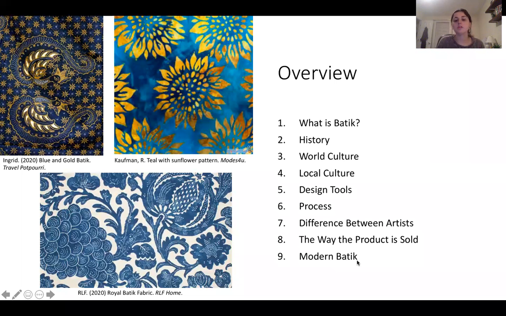So just to give an overview of what we're going to be looking through, like I said before: what it is, its history, how it affects culture, the tools you'll need to do it, the process of doing it, and the difference between artists, the way the product is sold, and what modern batik looks like. And just to preface too, the images throughout the presentation are either handmade versions by individuals who practice this craft, or they come from people who mass produce the fabrics that have these types of patterns on them.